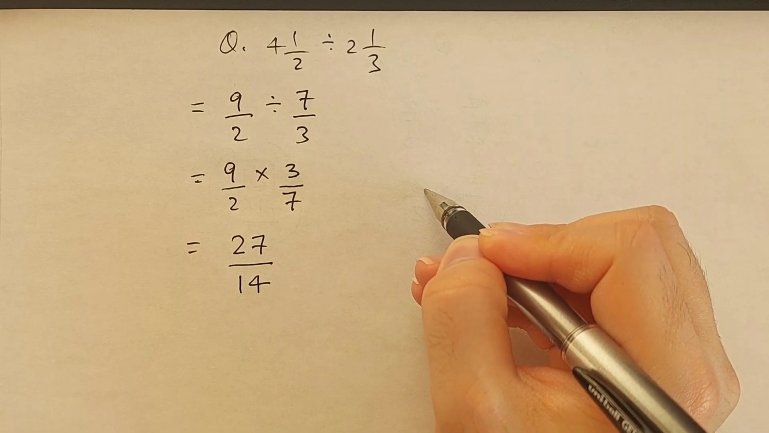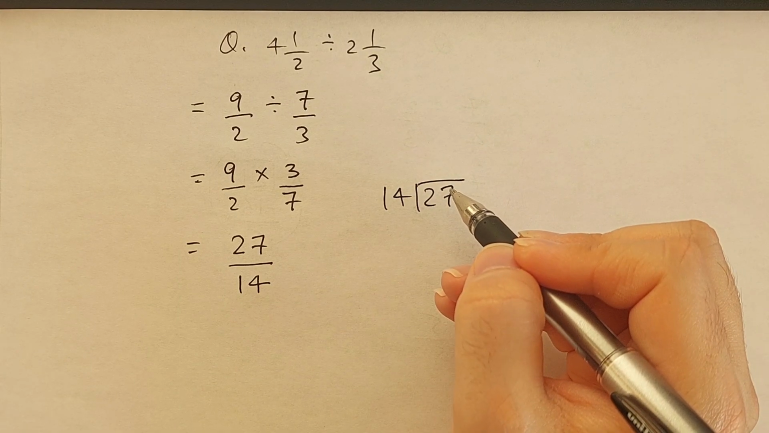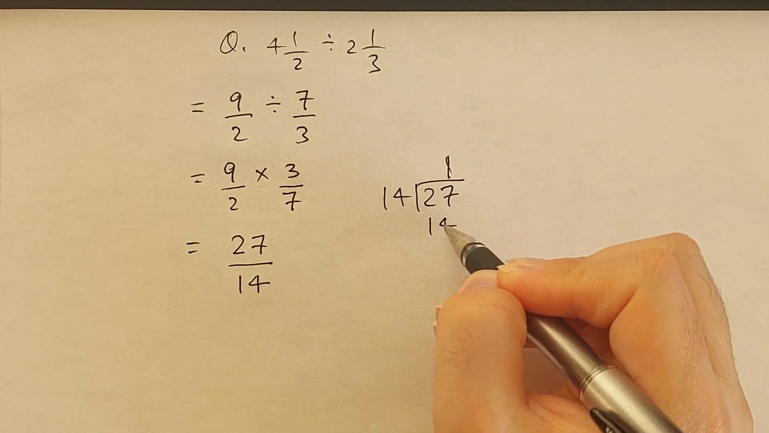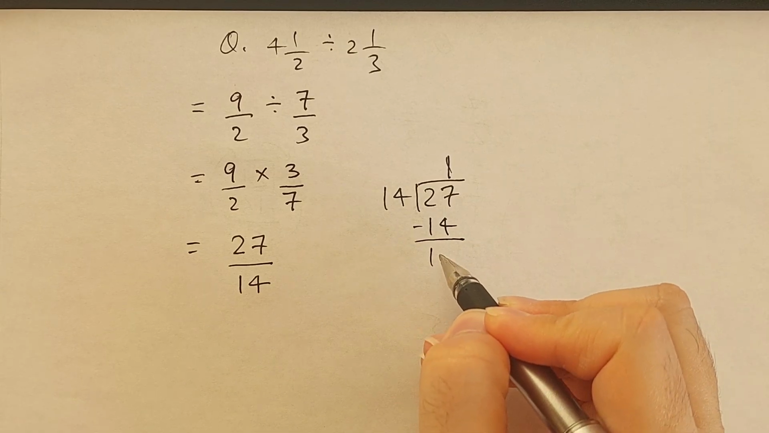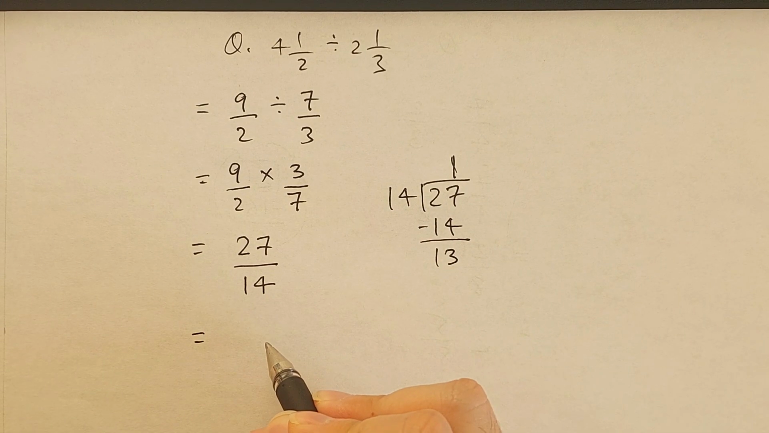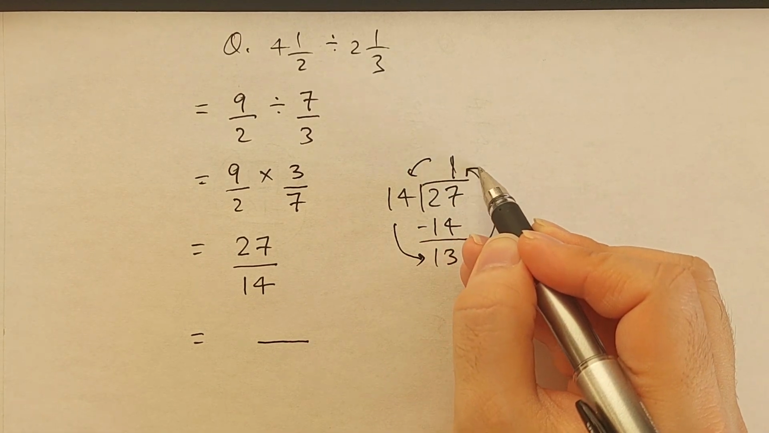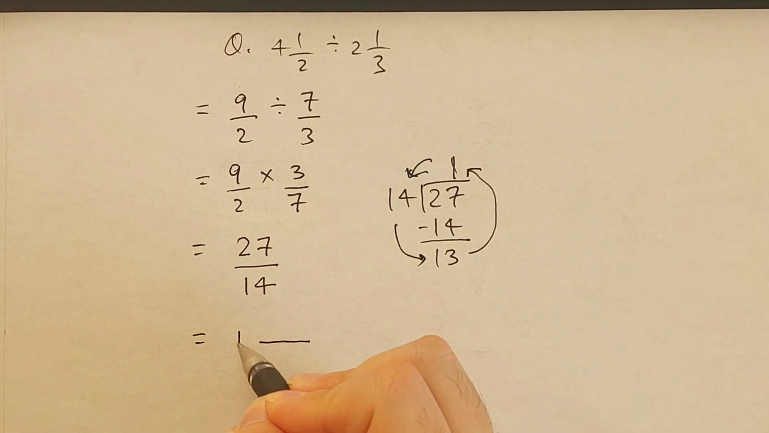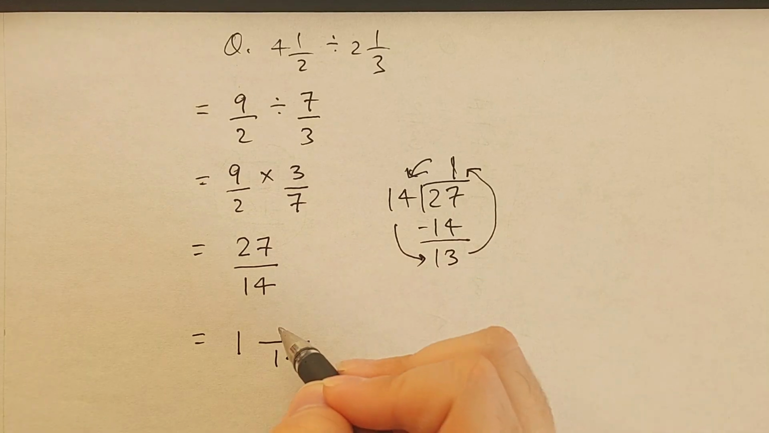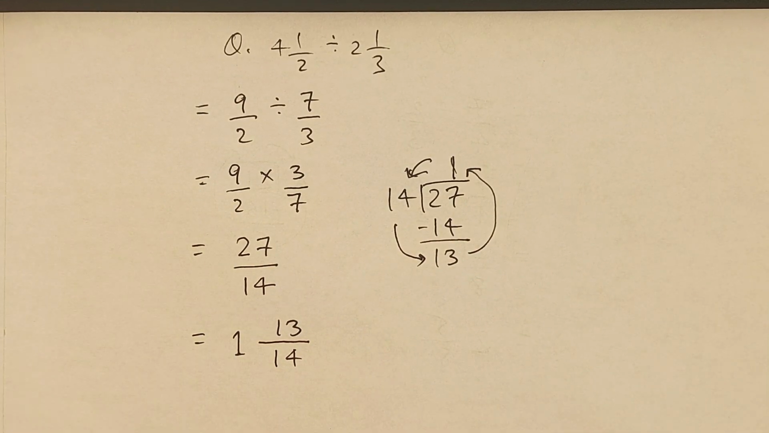We now convert this into a mixed number. 14 times 1 is 14. And the remainder is 13. 13 is less than 14, so now we can write this as a mixed number. We draw a line like this. 1 moves to the left. 14 becomes the denominator and 13 becomes the numerator. So this is our answer.